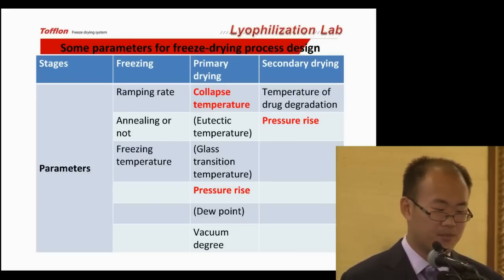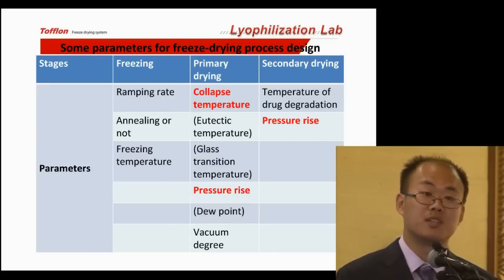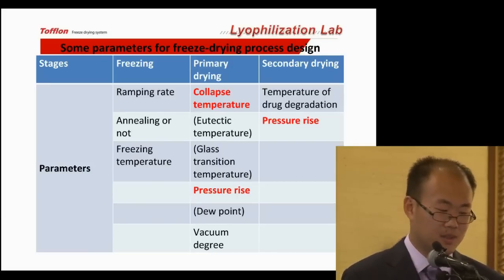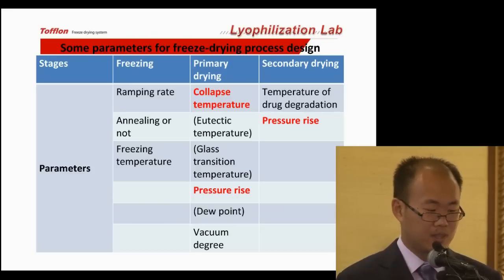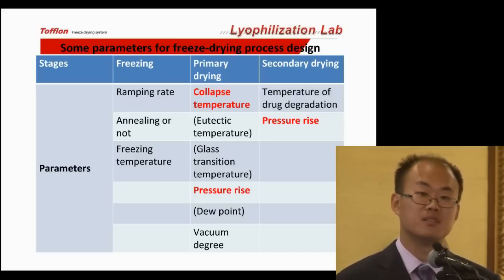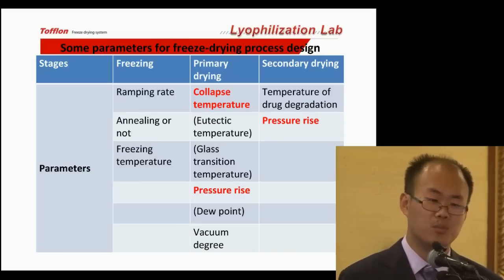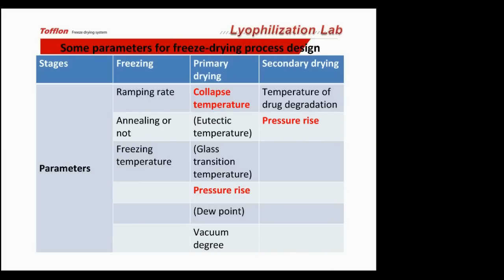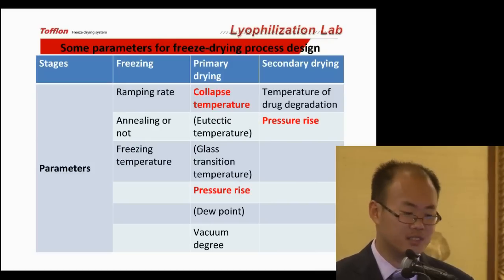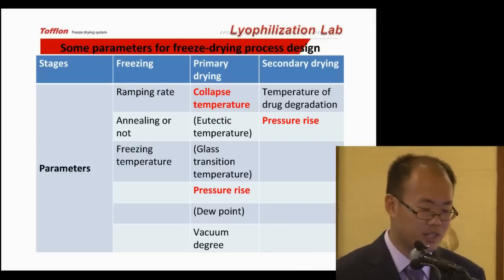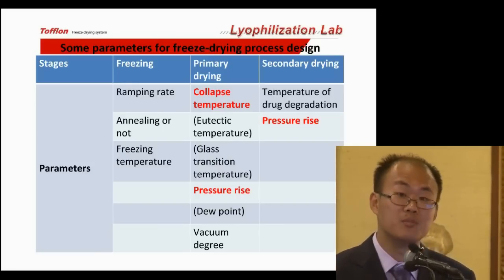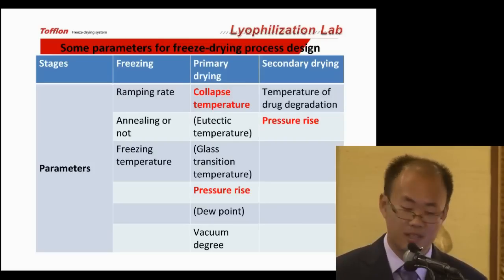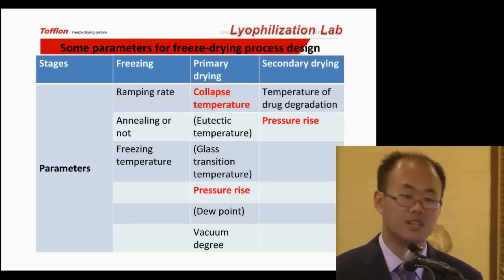In the primary drying, the first is the collapse temperature. The collapse temperature I will talk about later. Just see the first three temperatures: collapse temperature, eutectic temperature, and glass transition temperature. All three temperatures need to be controlled in the primary drying. The most important parameters are included in the primary drying and secondary drying. The first three more important parameters are collapse temperature, eutectic temperature, and glass transition temperature. These three temperatures I will talk about later.